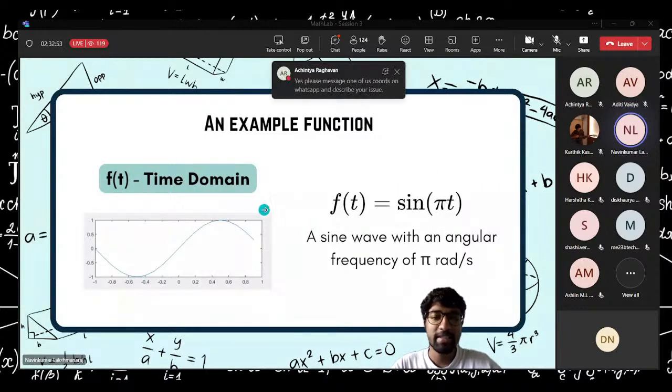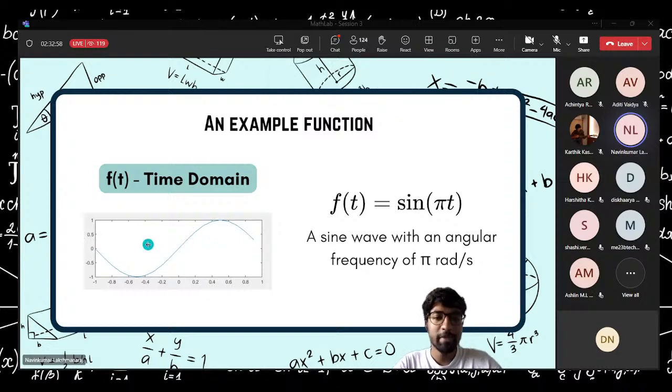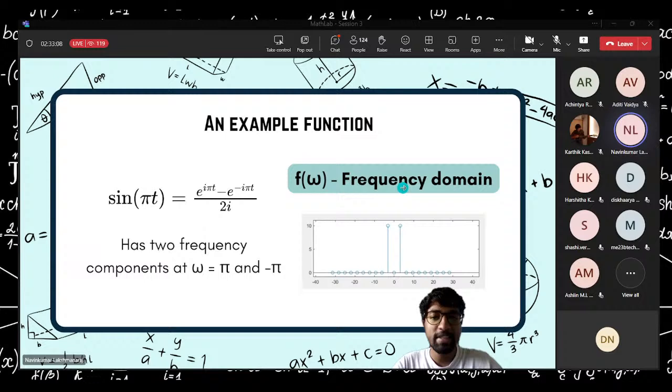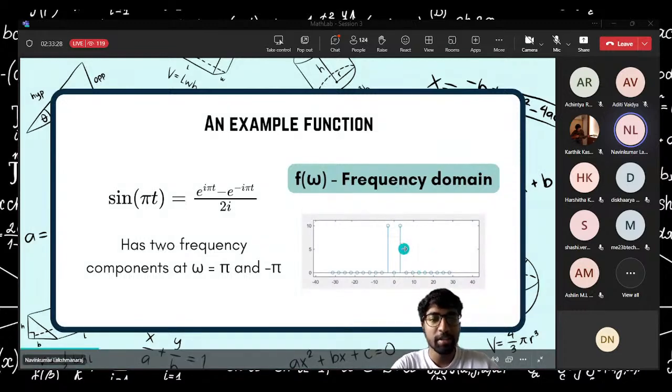So let us take an example. Say we have the function f of t equals sine pi t. That in the time domain would look something like this. At every time instant t, what you get is the value of the function at that particular point. Now, if you try to represent the same thing in the frequency domain, you can decompose the sine into exponentials using Euler's formula. And what you'll see here is that it only contains two frequencies, one at omega equals pi and one at omega equals minus pi. So the Fourier transform representation, that is in the frequency domain, would look something like the graph shown here.